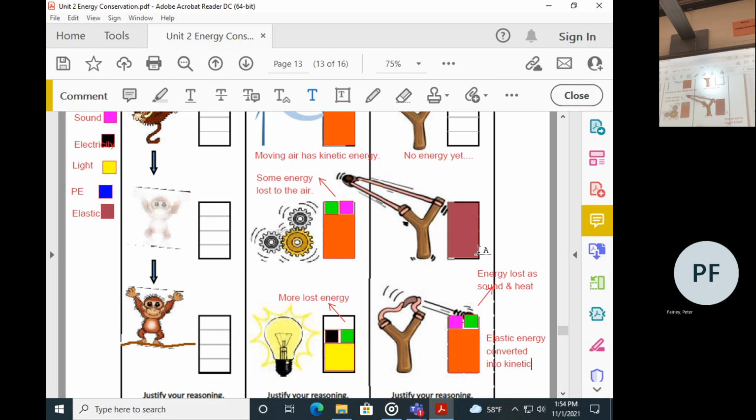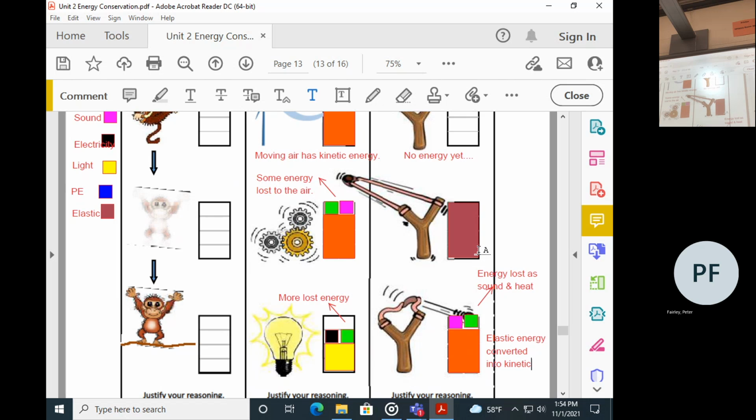Okay, how are we doing? Are we done with the slingshot? Are we done with page 13? So what do we have? Only 3 pages left, huh? We gotta justify our reason. Yeah, you gotta justify your reasoning. How about this kind of be blank forever? Yes, because there's no energy in it. Does that make sense? Why we would leave it blank if there's no energy?